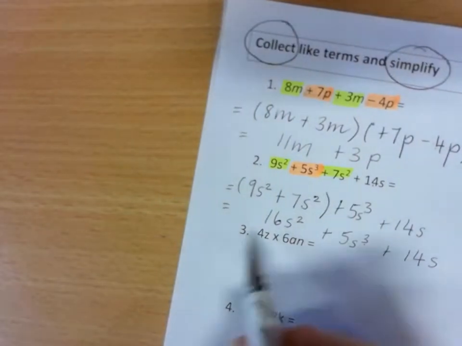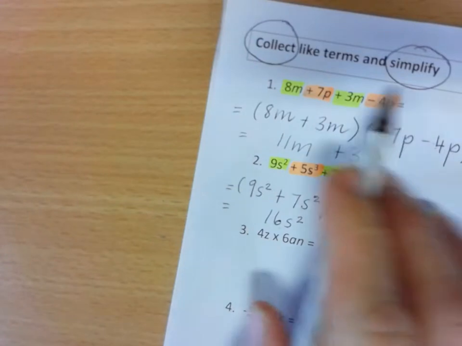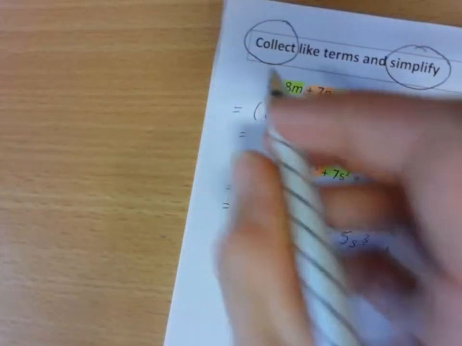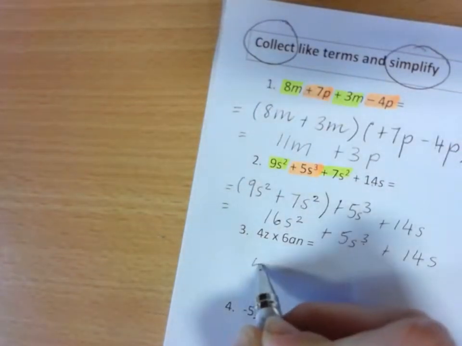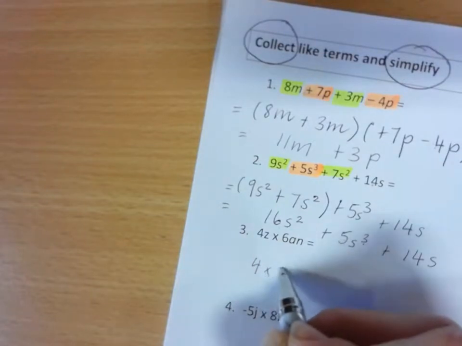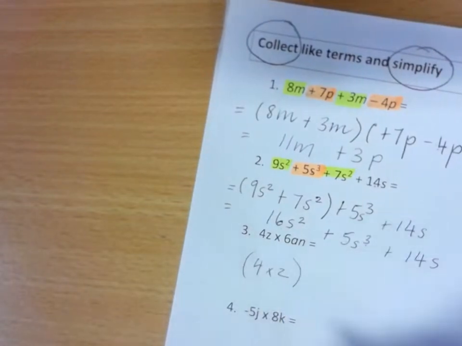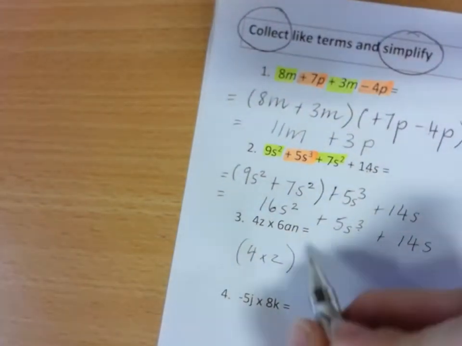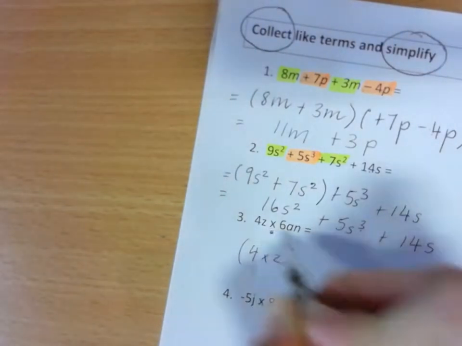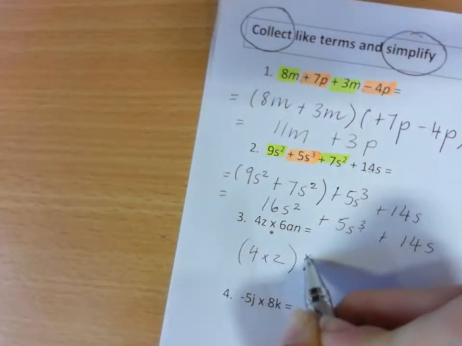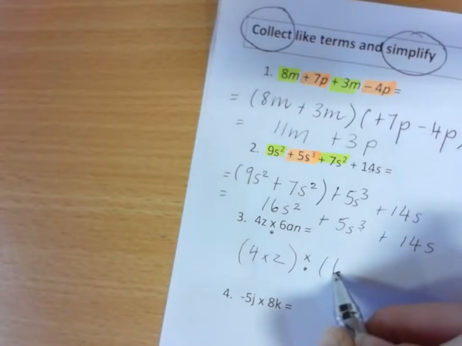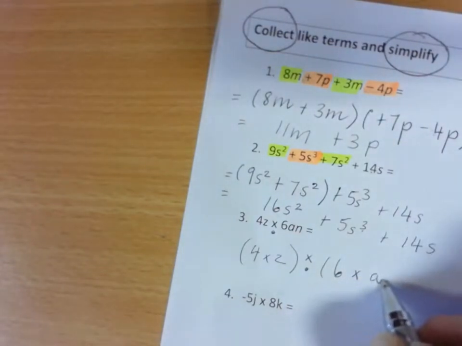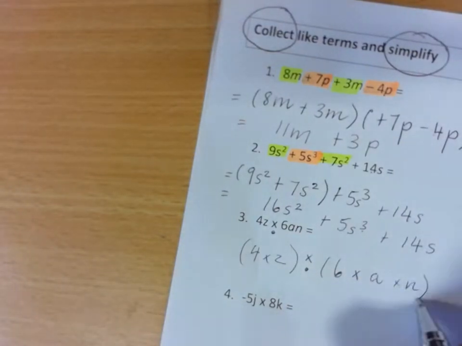Okay, so again, with our multiplying, all we're doing is simplifying. We're collecting the terms. When we multiply, however, the best thing to do is to recognize that 4z means 4 times z, and this multiply continues, and then you've got 6 multiplied by a multiplied by n.